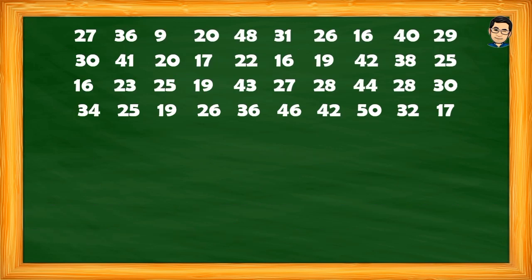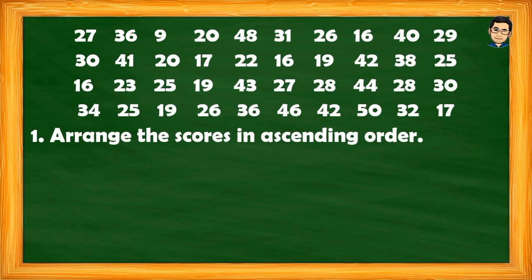So, ayan po yung ating mga scores. So, yung scores ng 40 students sa mathematics exam. So, yung first step natin sa pag-construct ng frequency distribution table is to arrange the scores in ascending order. So, kailangan nating iayos yung mga scores in ascending order. So, syempre, ang mauuna yung pinakamababa hanggang pinakamataas. So, kapag in-arrange natin yung mga scores in ascending order, ganito po ang magiging itsura.